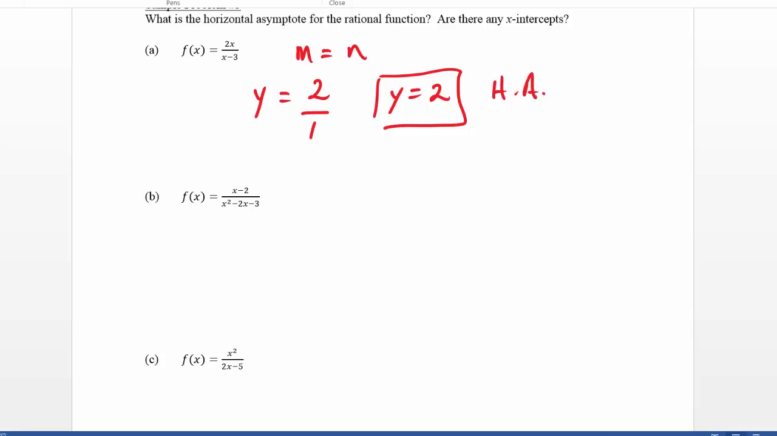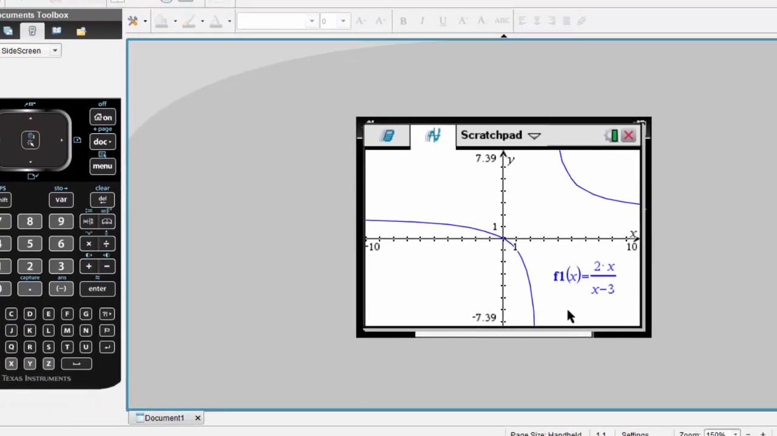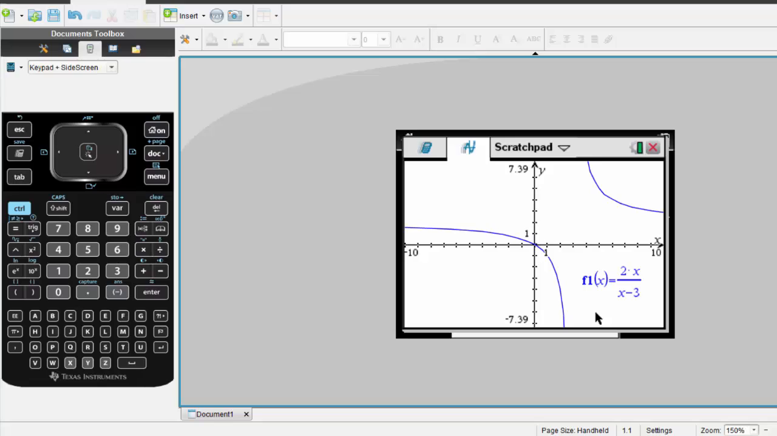Lastly, it says, are there any x-intercepts? And of course you could plug in a 0 to figure that out. Also, a quick look at the graph shows us that there is an x-intercept right there at 0. And so either way that you came up with that would be acceptable.